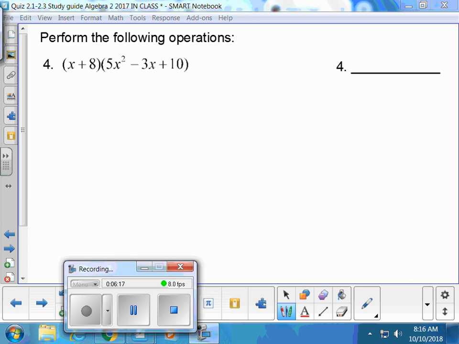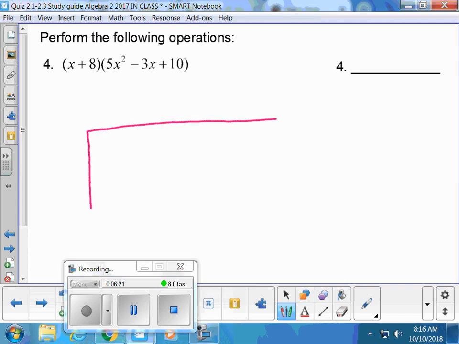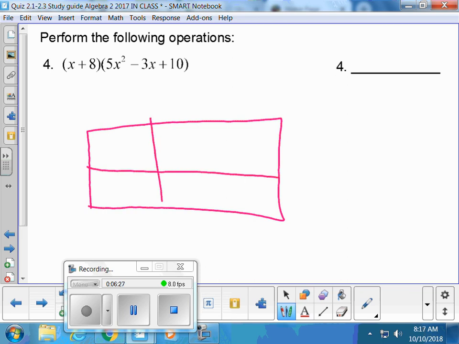Alrighty, number 4. We just learned this one yesterday. You can use the rainbow method of foiling. It's just kind of a little bit longer than a normal foiling problem. Or what I'm officially recommending, because it organizes the work way better, is the box method for something this big. I would set up my x and my 8 on my side of my box that I have 2. That's my binomial. And then I would do my 5x squared, my negative 3x, and my 10 along my box that has 3 sides. That's my trinomial.